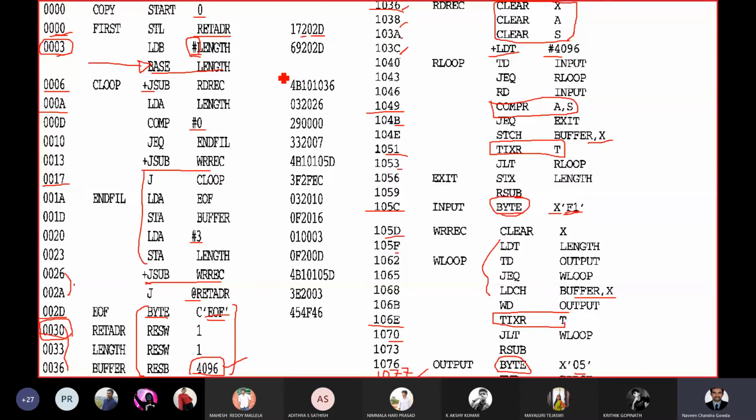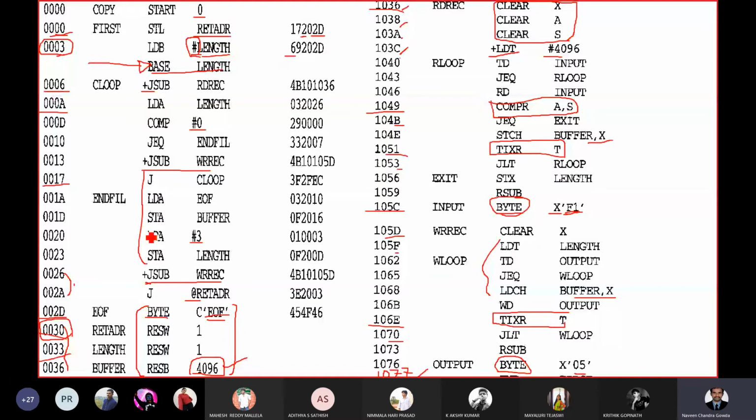If you say it is only 10, again N and I will be set as N will be 0 and I will be 1, followed by you need to find out the displacement. How to find out? Operand address minus PC value as usual. What is the operand here? It is a length. Operand is length. It has the address which is 0033 minus, for this the PC value is 6. So 33 minus 6, again it is 02D. That's why you are getting 69202D.